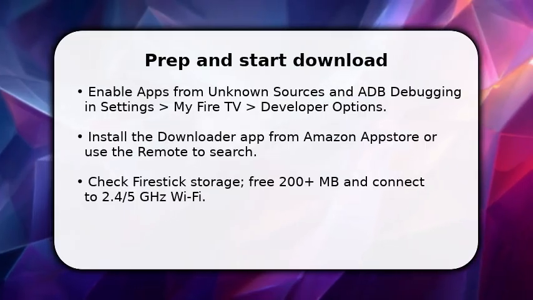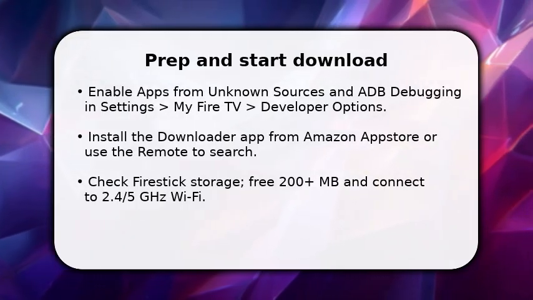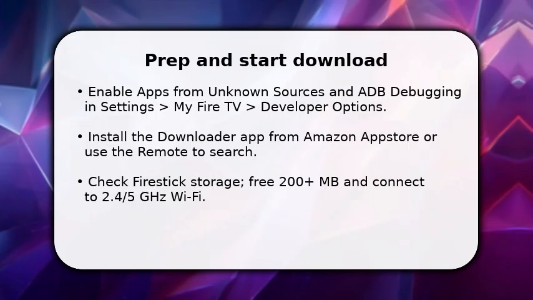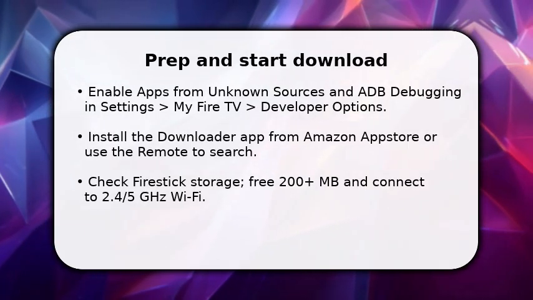You begin by opening settings and enabling apps from unknown sources and ADB debugging so sideloading works. Once done, install the Downloader app from the App Store. It gives a direct APK grab and install flow.